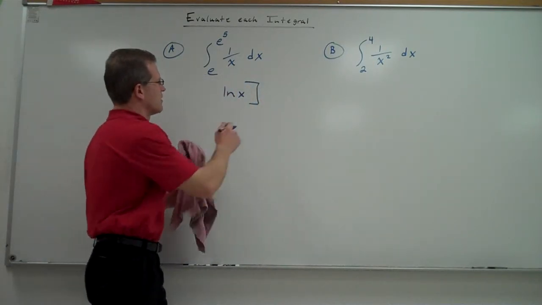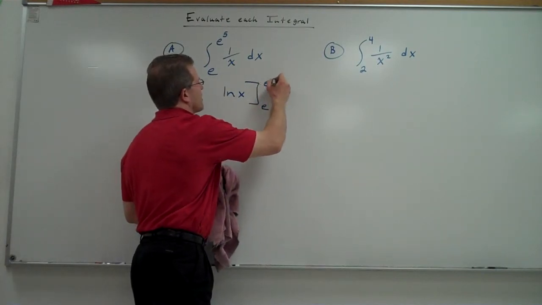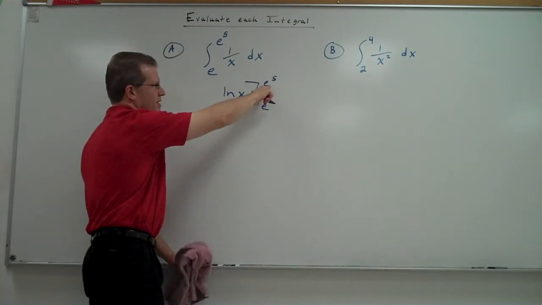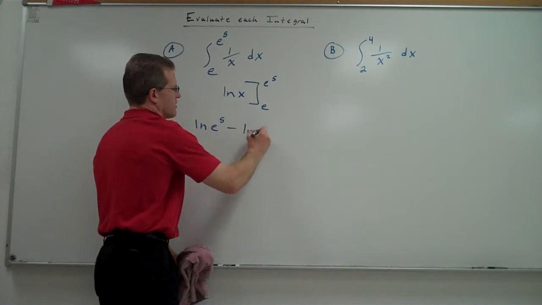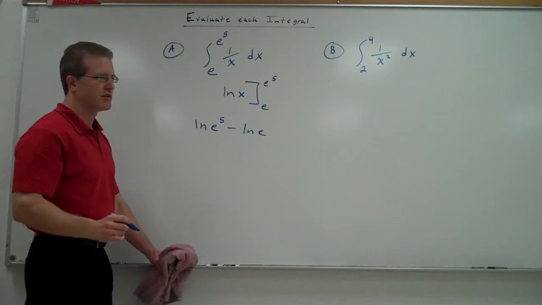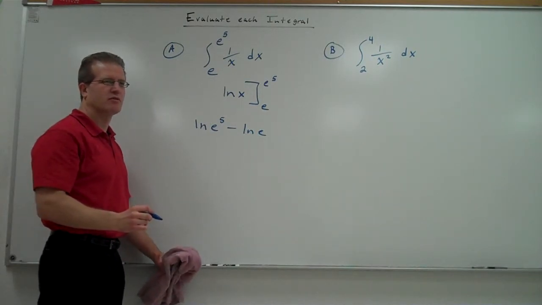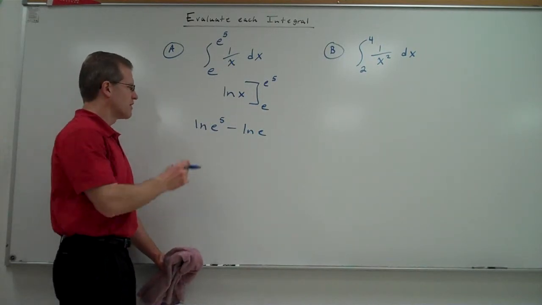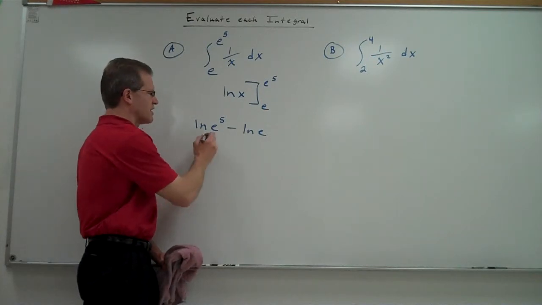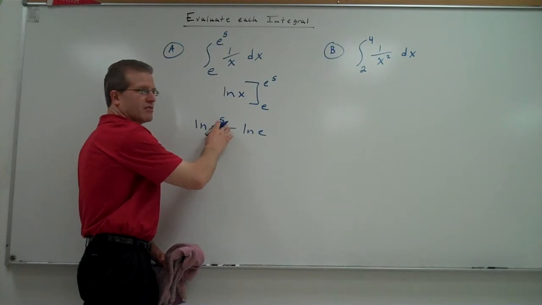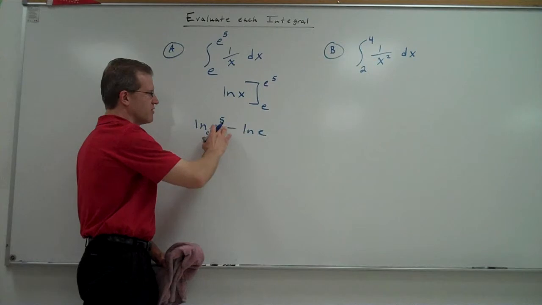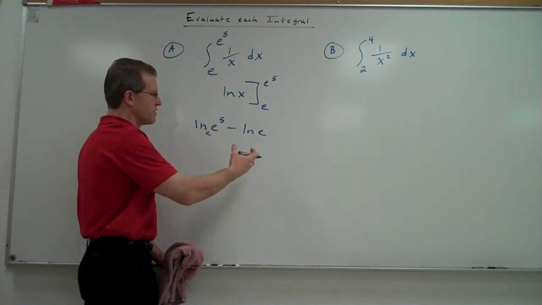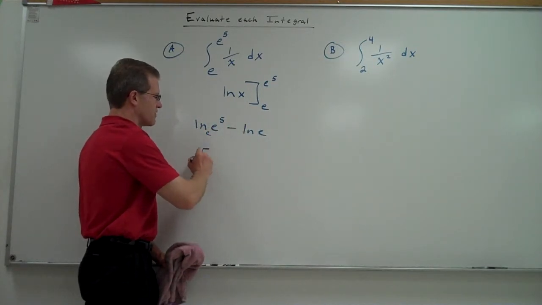And then we put in our bounds, e and e to the 5th. Plug in the upper bound first, so we're going to do natural log of e to the 5th minus the natural log of e. Does anyone remember what natural log of e to the 5th would equal? 5. Yeah. One way you can think about it is natural log is base e. So what you're thinking is e to what power would give me e to the 5th? Right? Logarithms equal powers or exponents. So e to what exponent gives me e to the 5th? Well, e to the 5 would be e to the 5th. So this would equal 5.